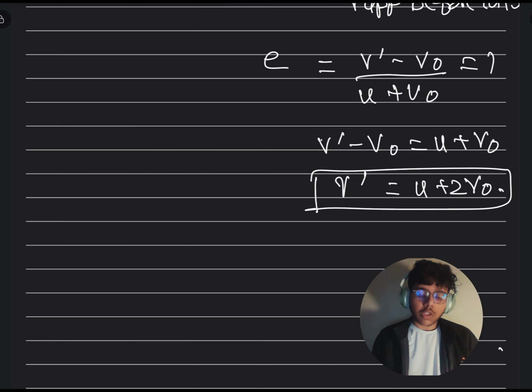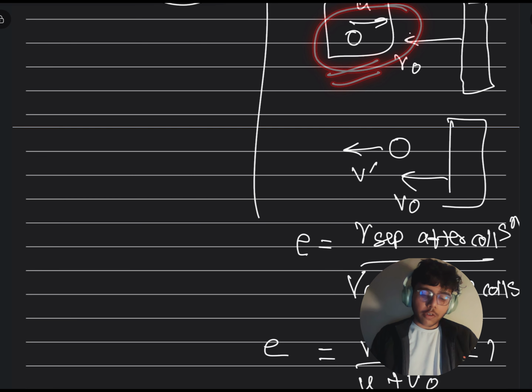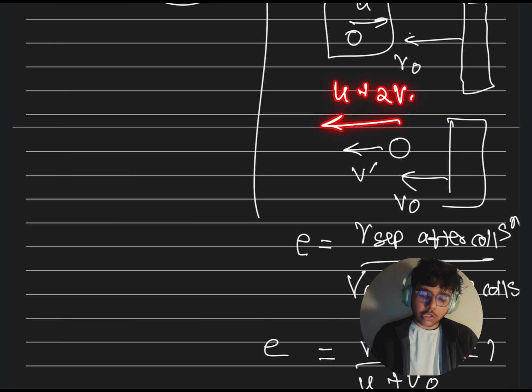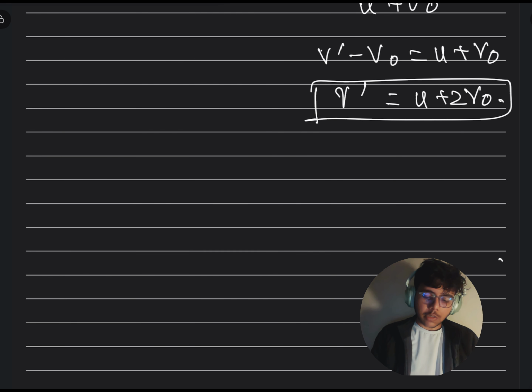So what we observe is that v dash, the rebound velocity of the smaller ball, would be in the opposite direction of its original velocity u, so it's opposite u plus 2 times the velocity of the massive object coming towards it. This is a very good result which would help us in this problem.